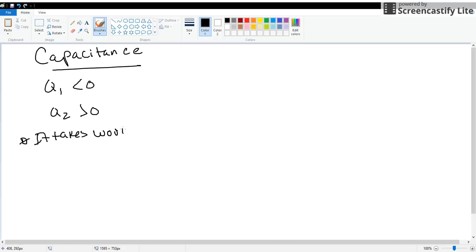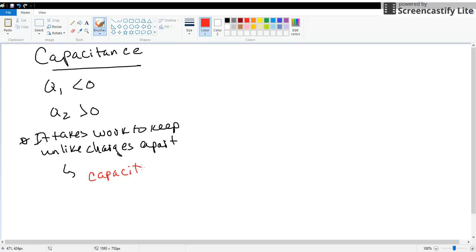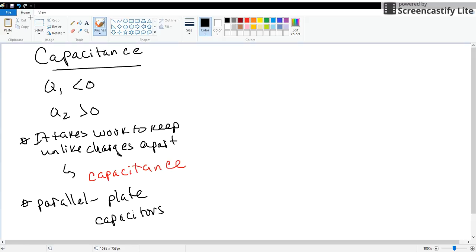It takes work to keep unlike charges apart. And the measure of how much work is being done is called, as you might imagine, capacitance. And when we talk about capacitance, we're talking about capacitors, which are components in electrical circuits. The most common type of capacitor is the parallel plate capacitor. That sounds daunting, but it's not as bad as it looks. And we will get later into this as it relates to circuits when we talk about simple circuit theory.